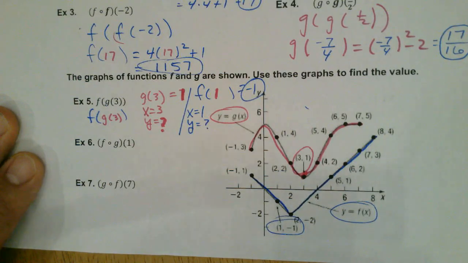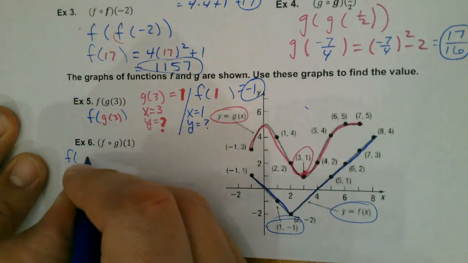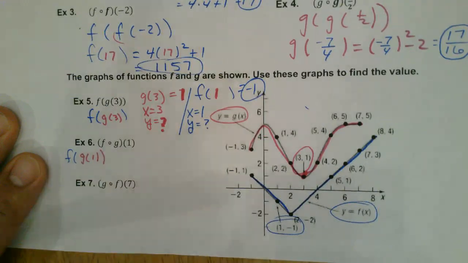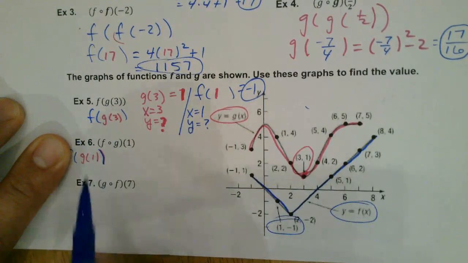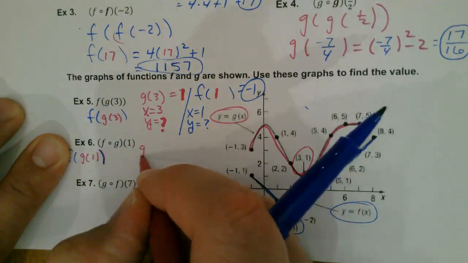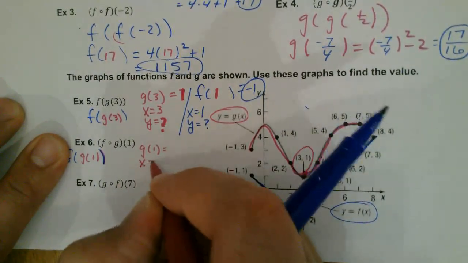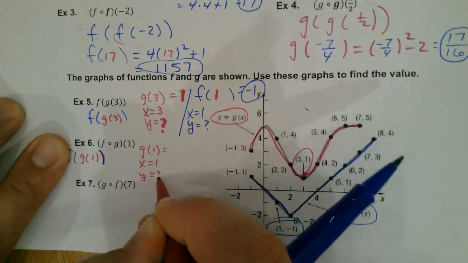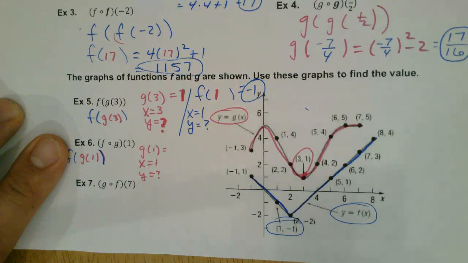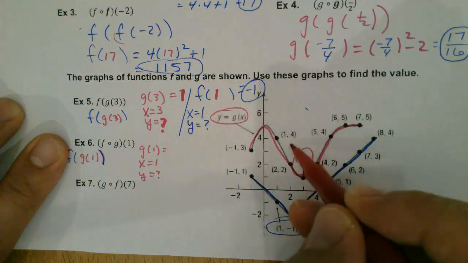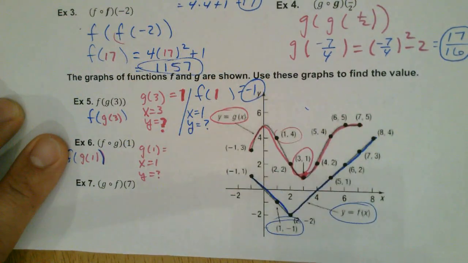Okay, let's try that again. Again, we're doing f of g of 1. So again, cover this up and work inside out. The first thing we have to do is figure out what g of 1 is. They're saying the x value is 1. What's the y value? So again, we go back to the pink function. G is right here. So find 1. Oh, there it is. G of 1 is 4, the y value.